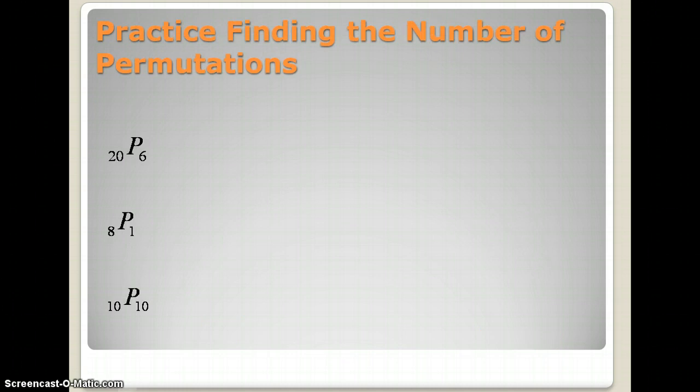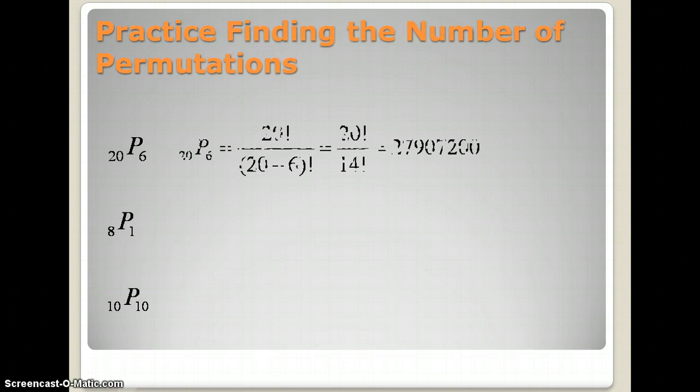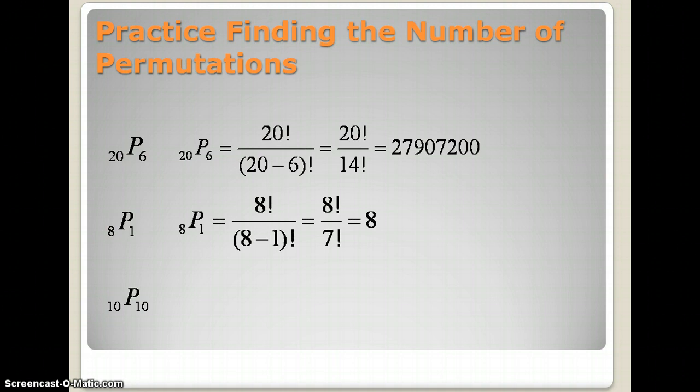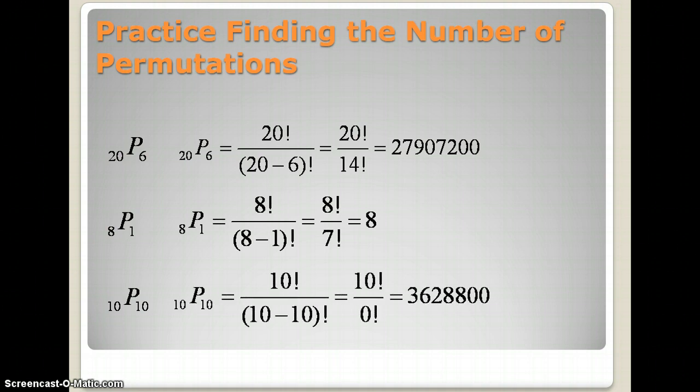So here's a few for you to practice. Take some time, go ahead and do those. And here are the answers that you should get. So in the first one, I have 20 objects. I want to pick 6 of them. There's a lot of different combinations there. 27 million and change, almost 28 million.